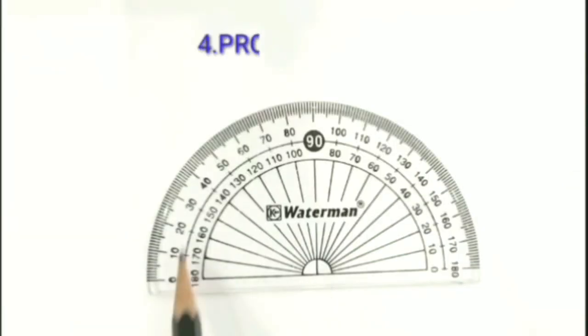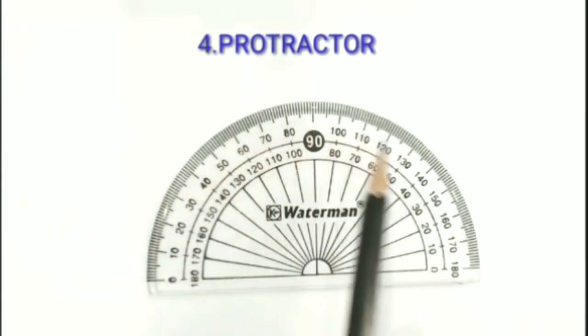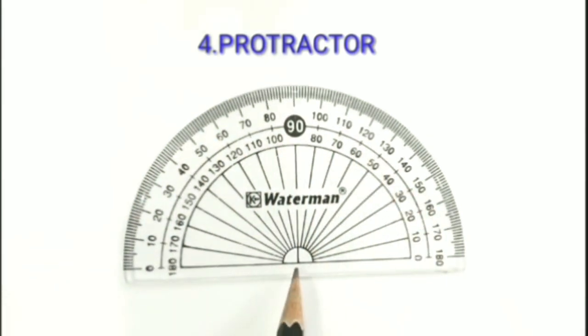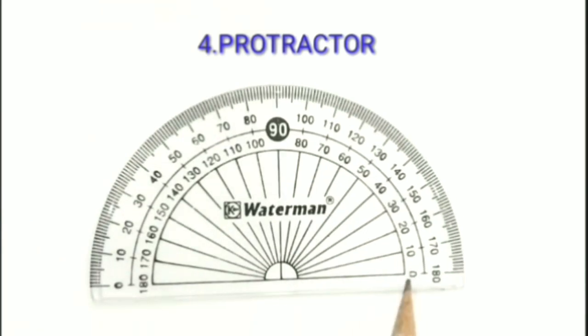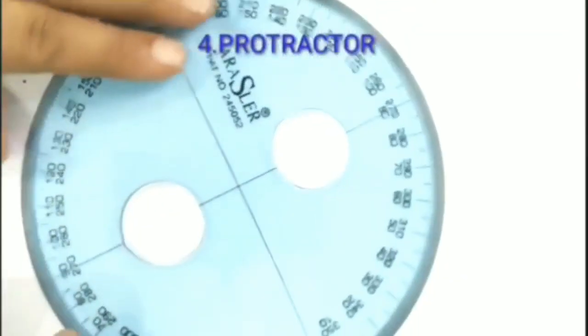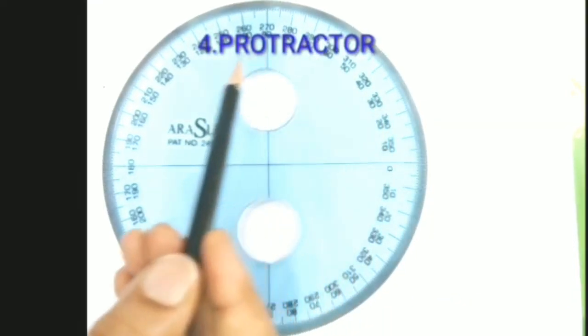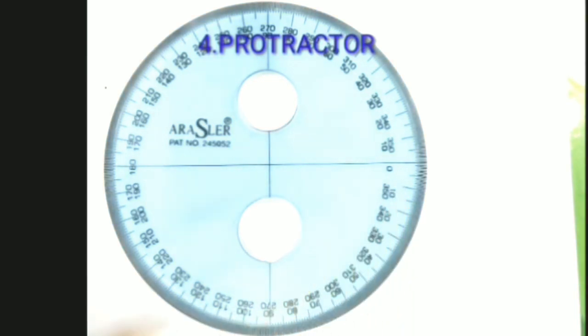4. Protector. This is a standard size protector, in which you'll find the markings from 0 to 180 in both directions. One is called the inner scale, the other is called the outer scale, and this is the center point of the protector, and this is the baseline of the protector. Use of the protector I'll explain to you while constructing the angles. And just see, this is your complete protector, in which you can measure angles from 0 to 360 degrees. Usually we prefer a standard size protector.